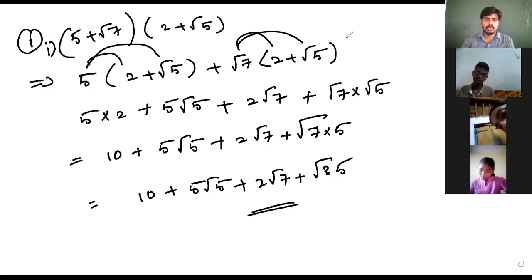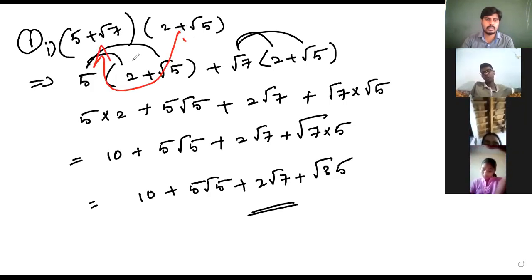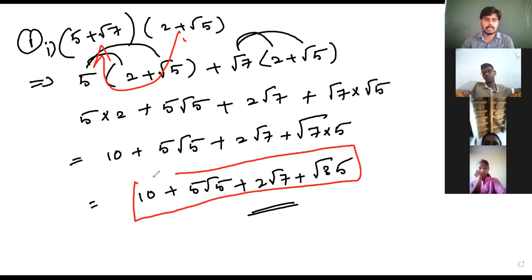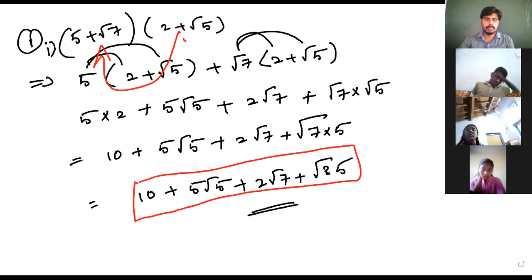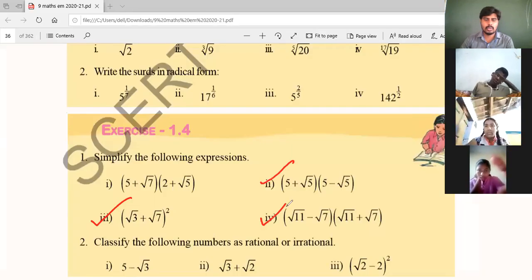Or else if you want to multiply (2 plus root 5) by (5 plus root 7), then also you will get the same answer. Okay, right, Nana? Remaining problems, you please try. 3 to 4 are homework. Okay.